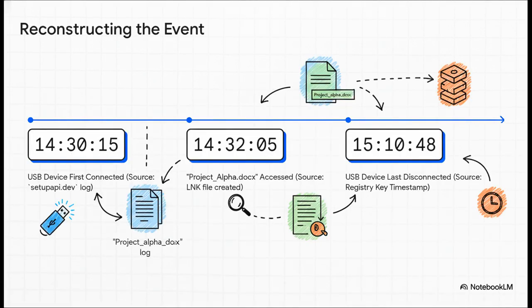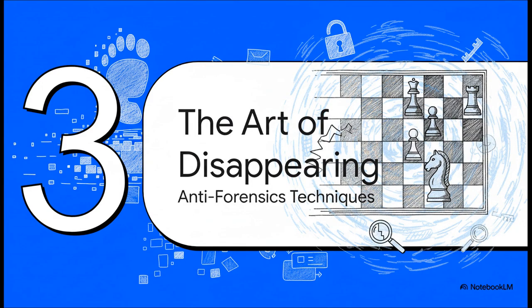And this is where it all comes together so beautifully. An investigator can take the log file that shows when the USB was first connected, combine it with the timestamp from that LNK file showing when the document was accessed, and then add the registry timestamp for when the drive was last seen. Suddenly, you have a precise, minute-by-minute timeline of the entire incident. It's amazing. But of course, it's a constant cat and mouse game.